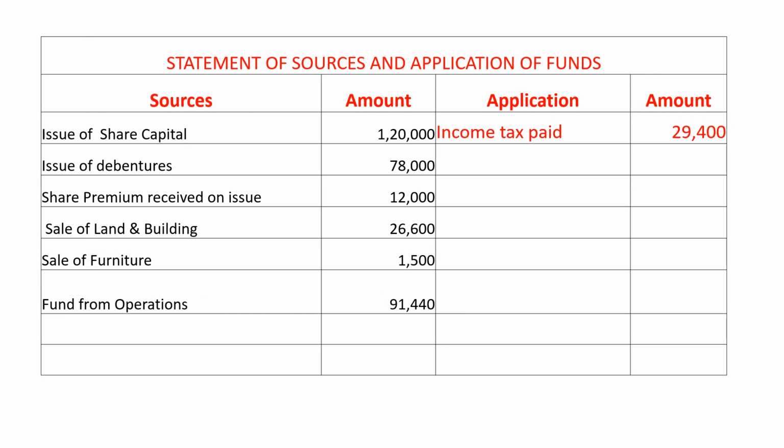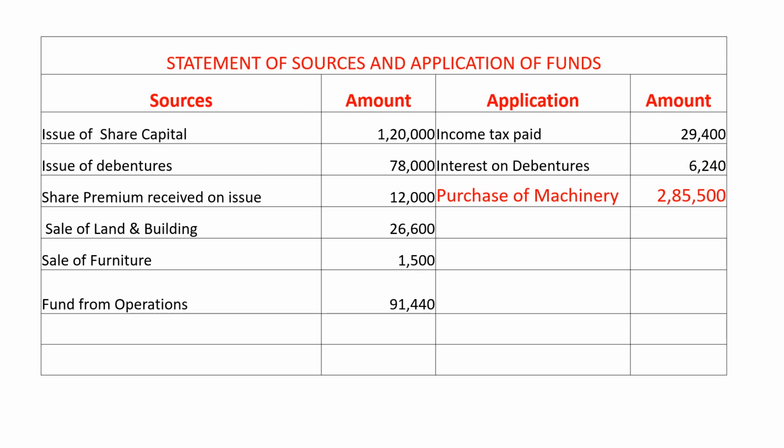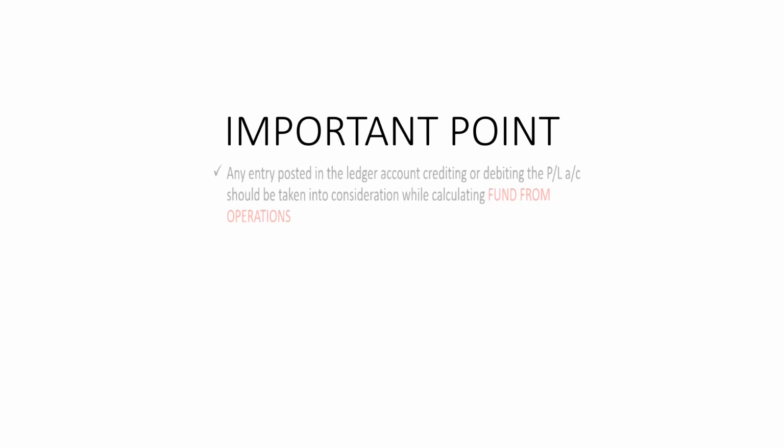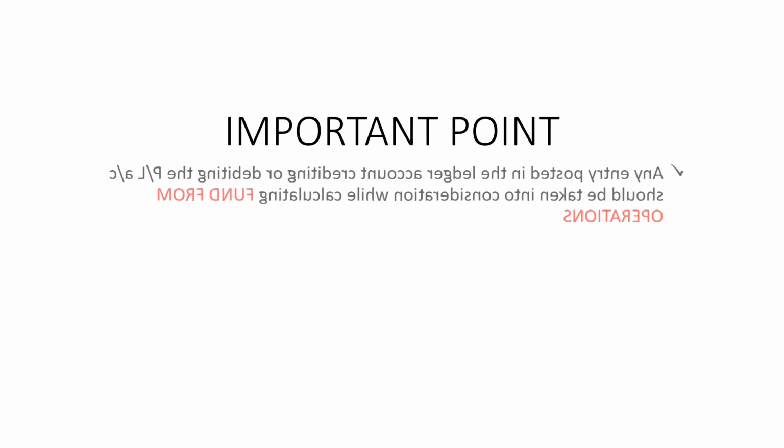Income tax paid, rupees 29,400, is an application. Interest on debentures, 6,240, is an application of fund. Purchase of machinery, rupees 2,85,800. Increase in working capital, 8,400. Thereby totaling the sources and application of fund statement at 3,29,540.